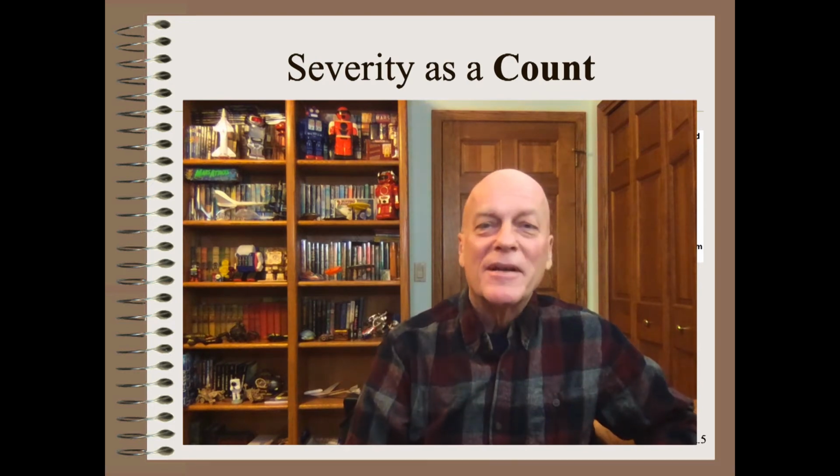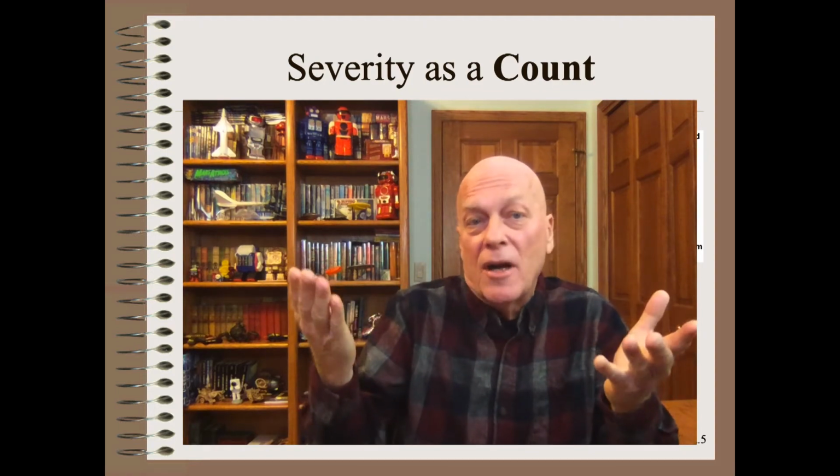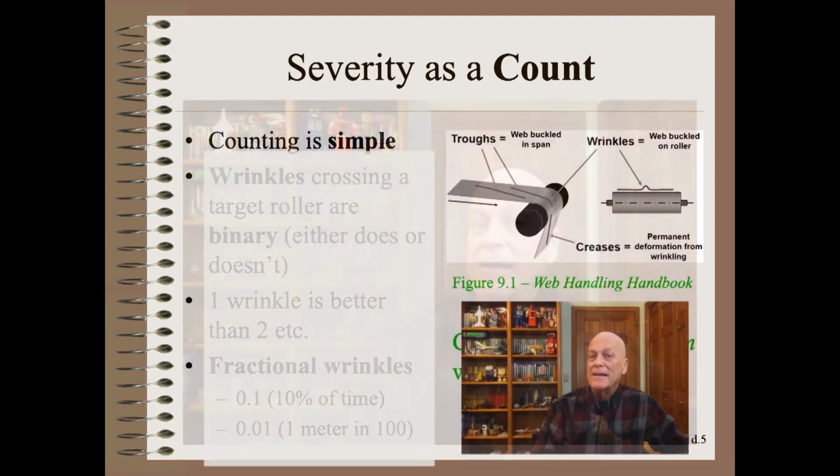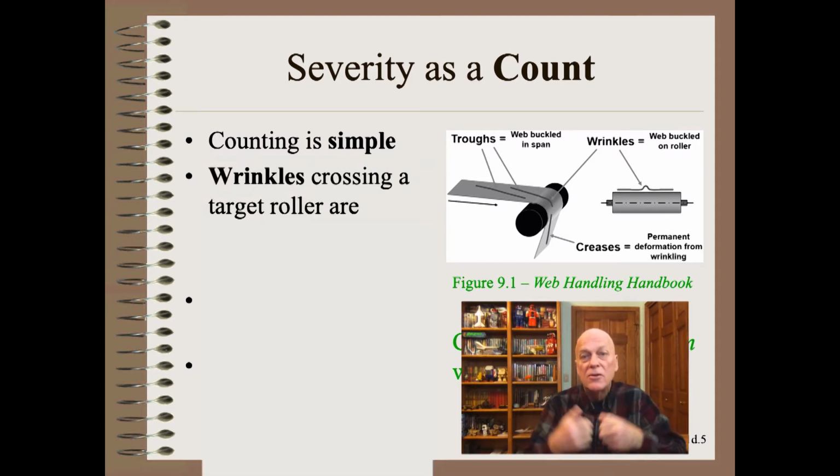One of the simplest and most general of the measures of severity is simply to count the wrinkles crossing some target roller, as seen in Figure 9.1, taken from our must-have 750-page Web Handling Handbook. There we teach 3 levels of increasing severity. At the least severe level, we have only troughs in the open web span. Then wrinkles crossing rollers, which are usually the level of rejection for most webs, and finally, creases being worse yet.